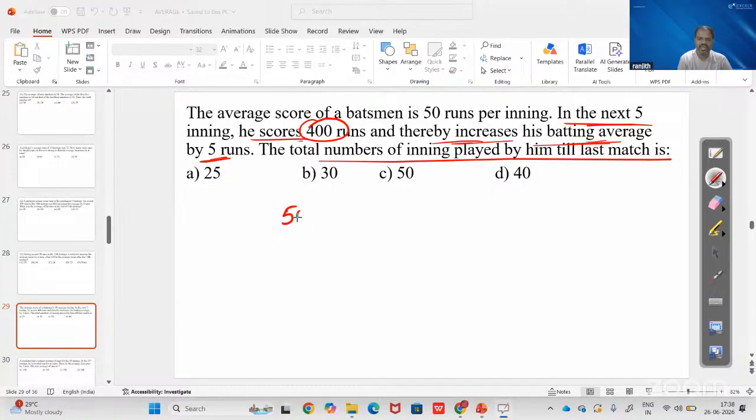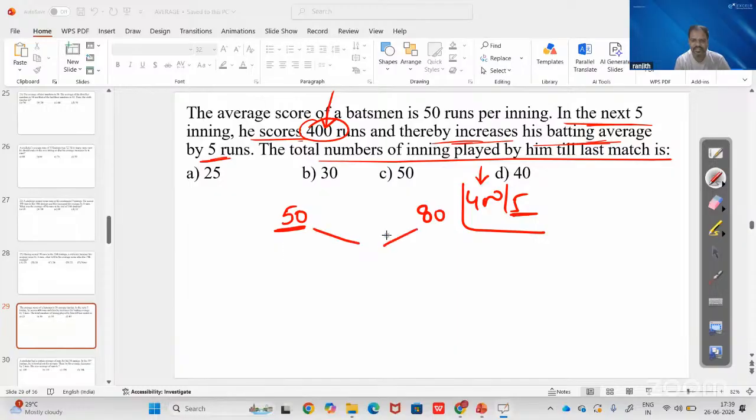So initially the average will be equal to 50. In the next five innings, he scored 400 runs. Then the average will be 400 by 5, which is equal to 80. But if he scored 400 runs in his next five innings, then the average increases. How much does the average increase? 5 runs of average increases. 50 plus 5 equal to 55.